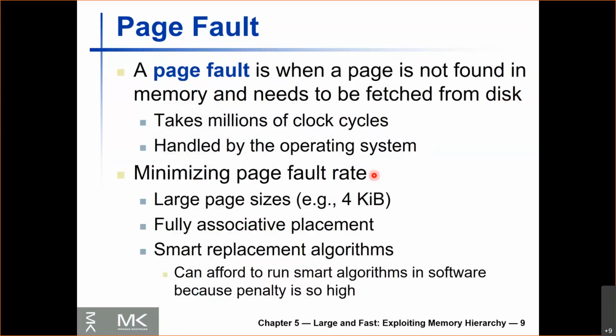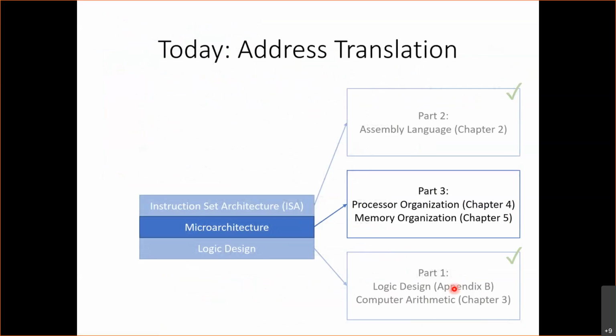So to minimize the page fault rate, we design memories to have large pages. That's why a typical page size is 4 kilobytes. We make them fully associative, again to minimize the conflict misses, so minimize page faults because of conflicts. And also we use smart replacement algorithms to make sure we make the right choice when we replace. And to do that, we run the replacement algorithms in software, and that's why the operating system interferes in this process. So this covers what we talked about last time.